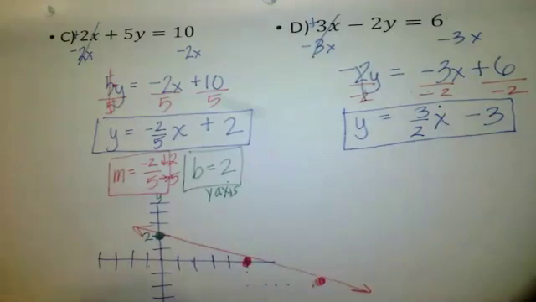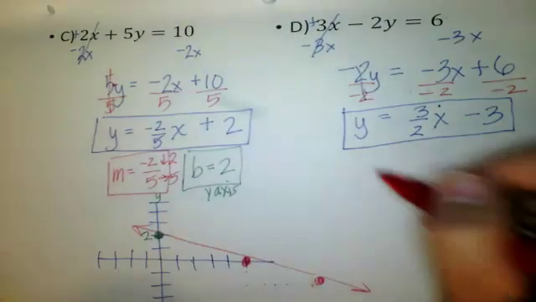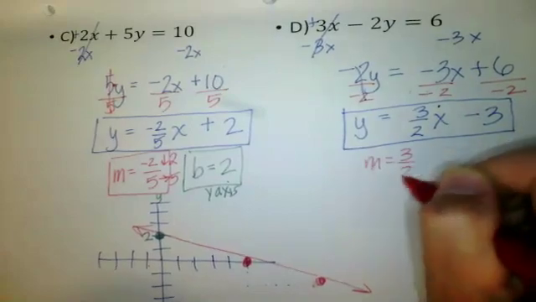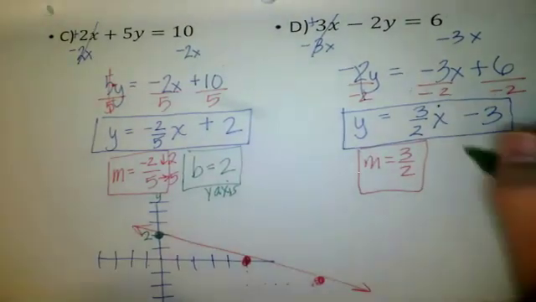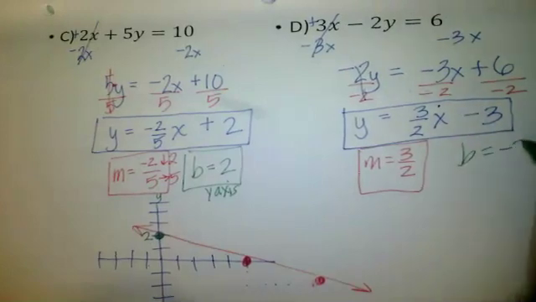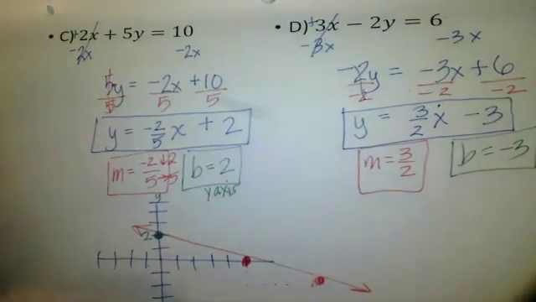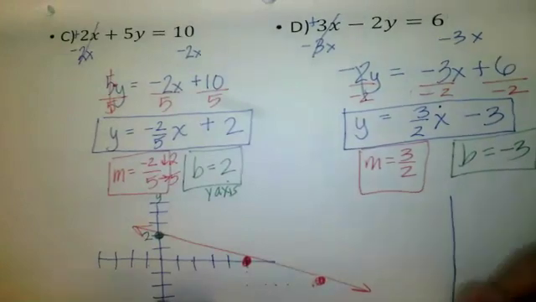Okay. All right, what is the slope? 3/2, the number in front of the x. Coefficient. What is the b? Negative 3. So nice, isn't it?